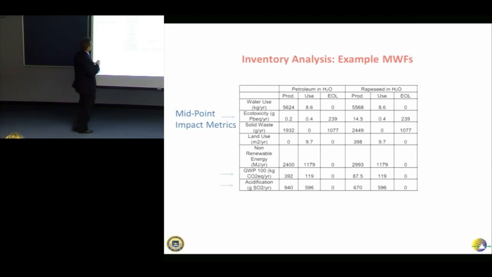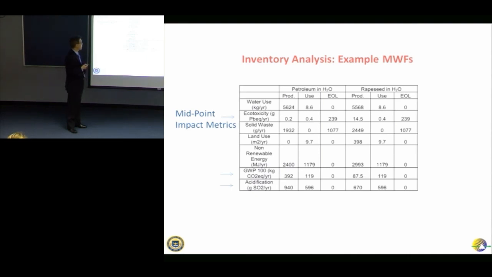What I'd like to get across with this slide is that some of these data are impact metrics and some of these data are inventory. So water use is inventory. You're just adding up the water. Not saying anything about where the water came from or whether water may have been scarce from the place you took it. You're just adding up the total water use. So there's no impact metric. It's just your usage of water.